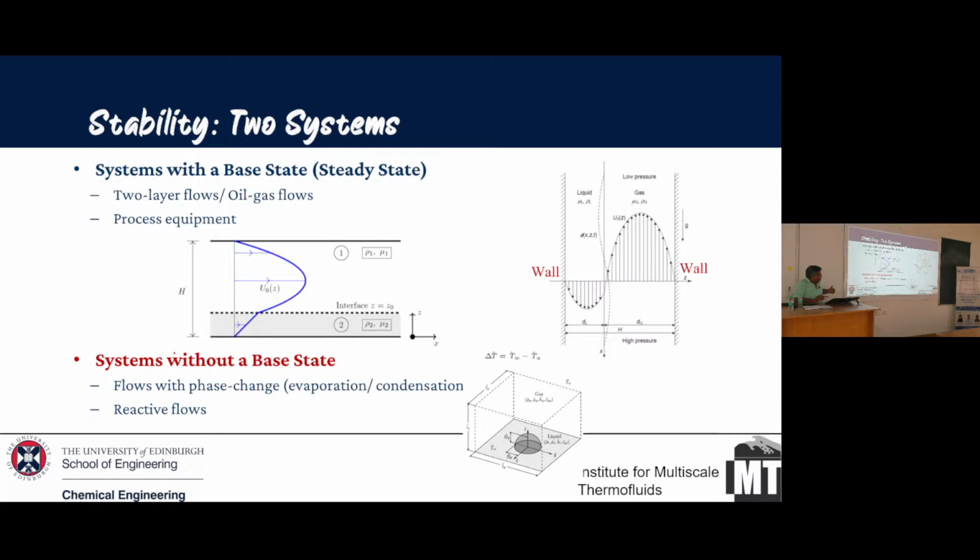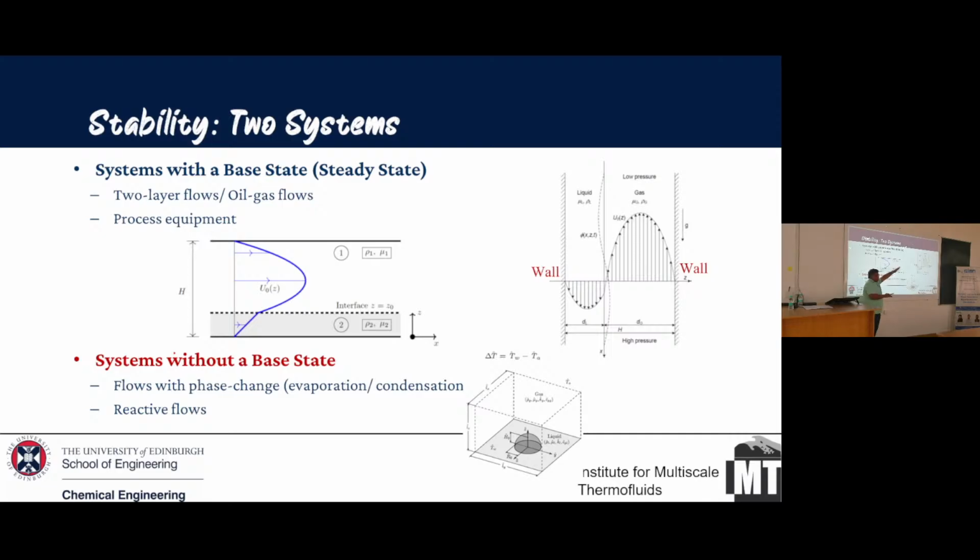As we mentioned, when you consider stability of two systems, this is a very standard example where the geometry of the system doesn't change. You've got a pipeline, gas on the top, liquid below, whatever.